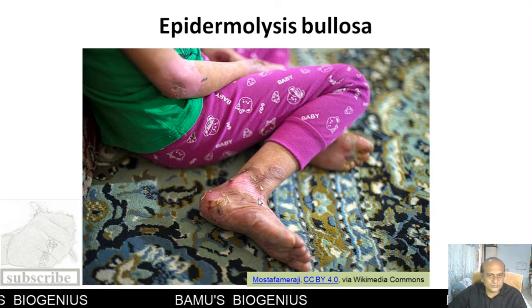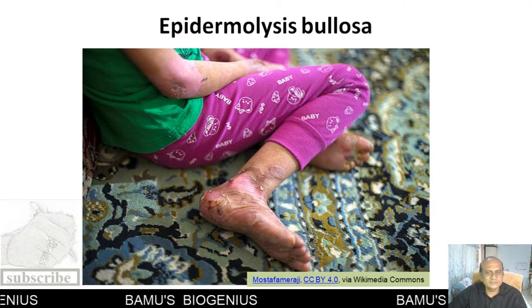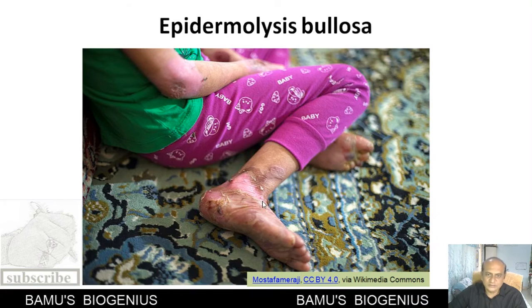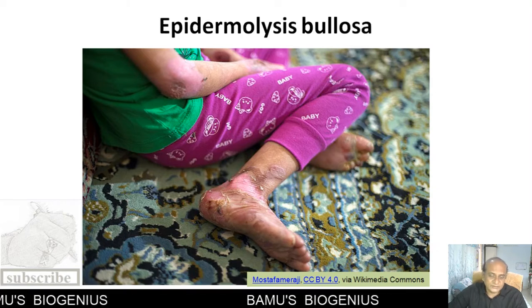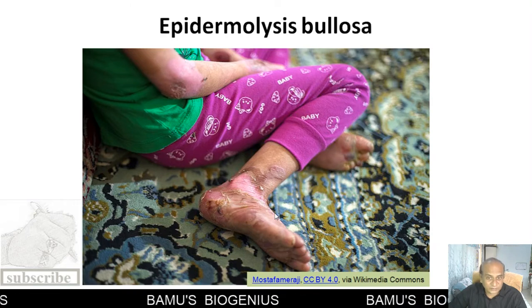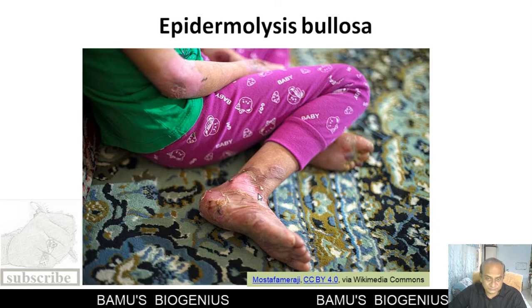Now this is due to the absence of certain kinds of intermediate filaments. So you can imagine that at every joint you will find such blisters on her skin. So you can imagine the pain that this particular girl is going through. So this is the importance of intermediate filaments in our cell, that if they are not present, such a condition may arise in children.